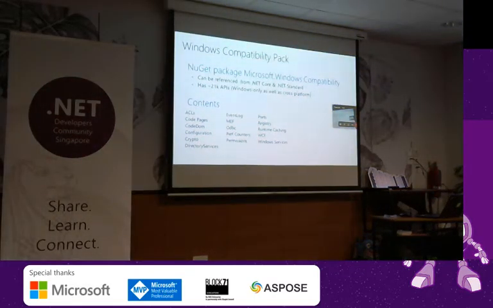So if you are already porting over to .NET Core and you face some errors talking about issues on your assembly, you can add a NuGet package, Microsoft.Windows.Compatibility, to your application. It has 21,000 APIs. Some of them are actually for Windows only, some of them are for cross-platform. These are the areas which it is focusing on.